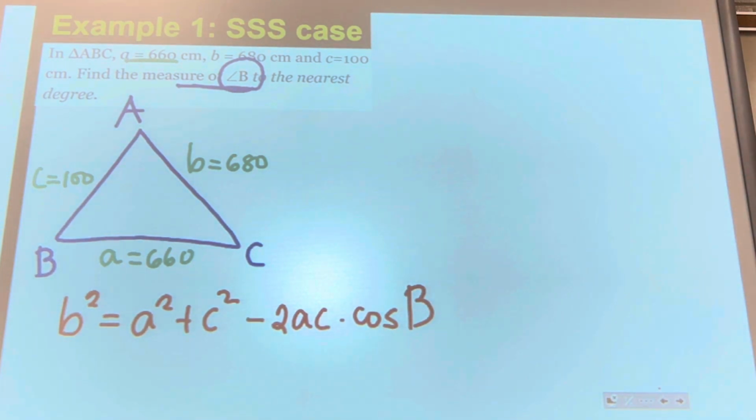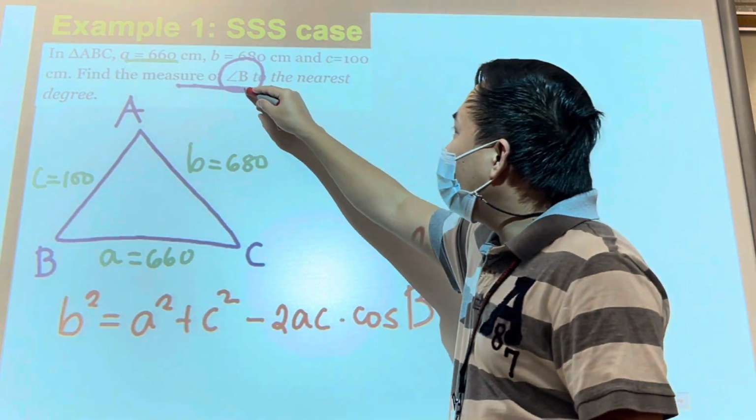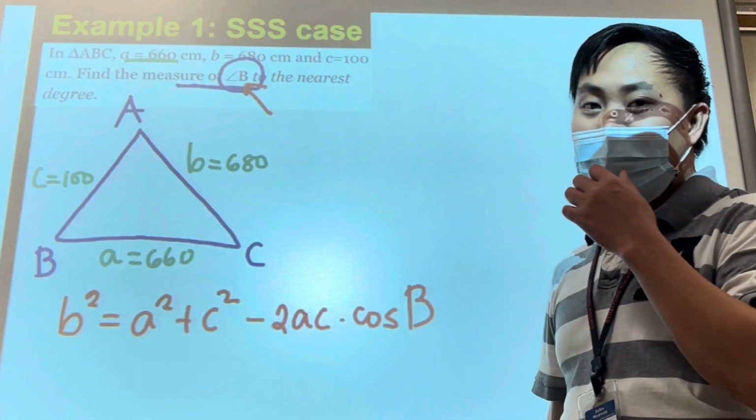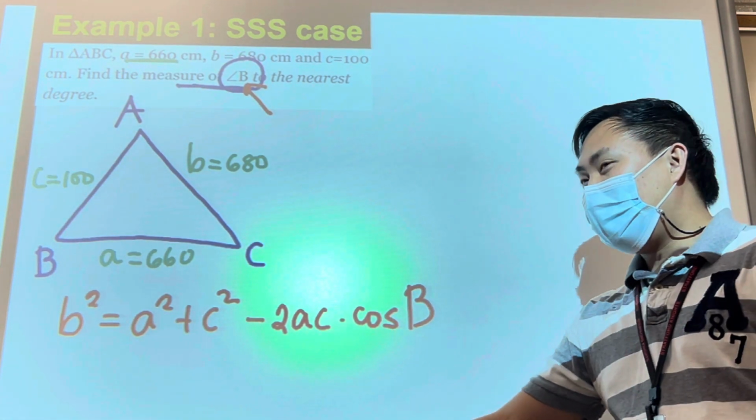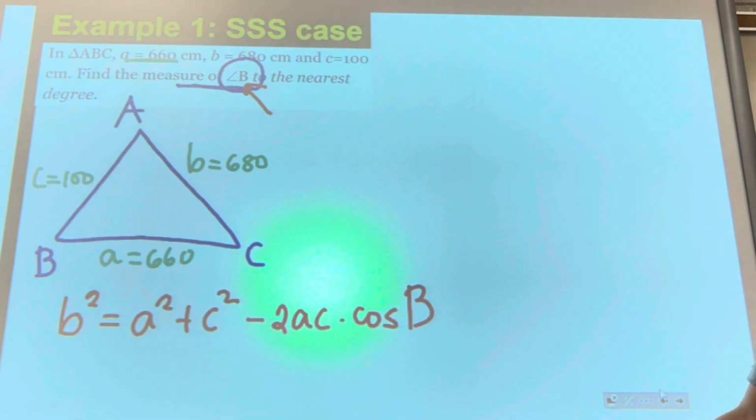So again, because we're looking for angle B, we will use the equation for B on the left side. And because we're looking for an angle, we're going to use the inverse later. Okay. After the equation, just plug in the numbers.